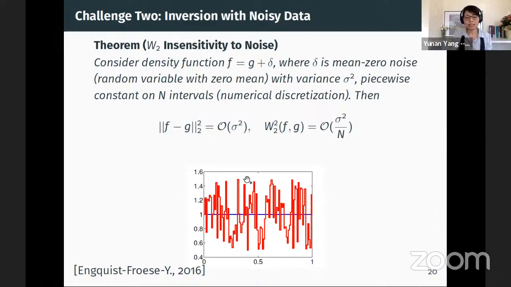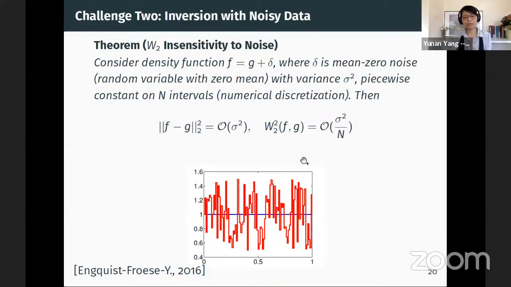So now we have a clean signal and the noisy signal. And if I compare the least square or L2 norm between F and G, that's exactly calculating my variance, because F minus G is exactly the noise delta. So this is calculating the variance of the noise, and the variance of the noise will be on the order of sigma squared. So that's the case when we compute under the least square norm between the clean and the noisy one.